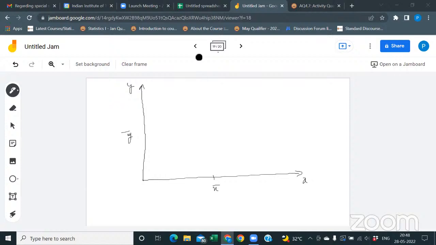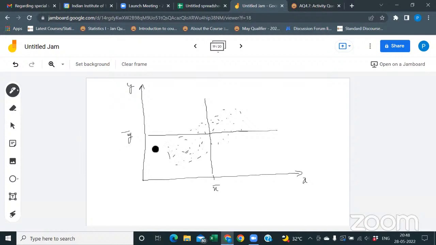They are the individual means of this x and y data. Suppose x bar is there and y bar is there. Suppose the points are like this. Now, what will be these things?